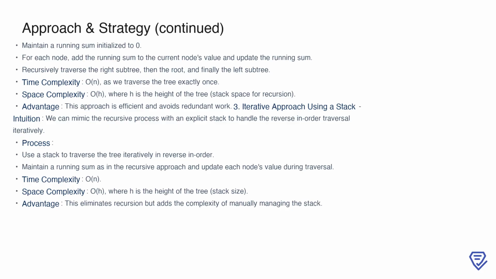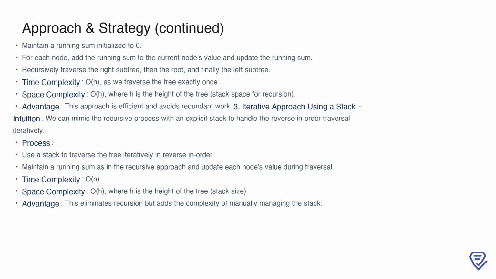This ensures that the running sum consistently reflects the accumulated total of all nodes greater than the current one. As a result, we only traverse the tree once, giving this approach a time complexity of O(n). The space complexity remains O(h), as the recursion stack depends on the height of the tree. This method is efficient because it avoids recalculating sums and leverages the BST's inherent structure.